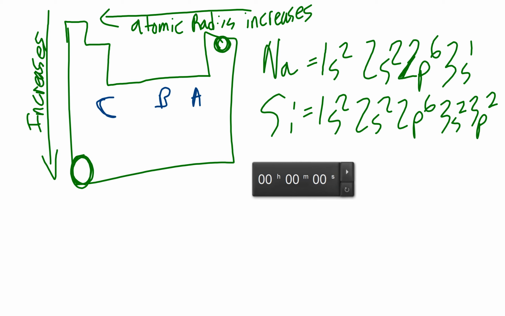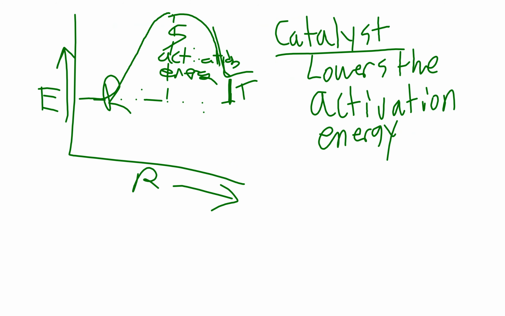Okay, remember, you can tell what element you're looking at by the electron configuration. Just use it to find it on the periodic table.